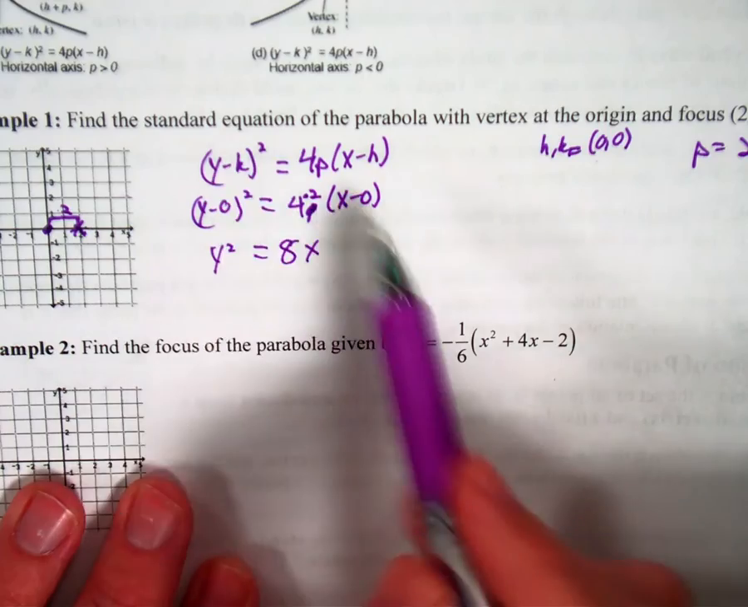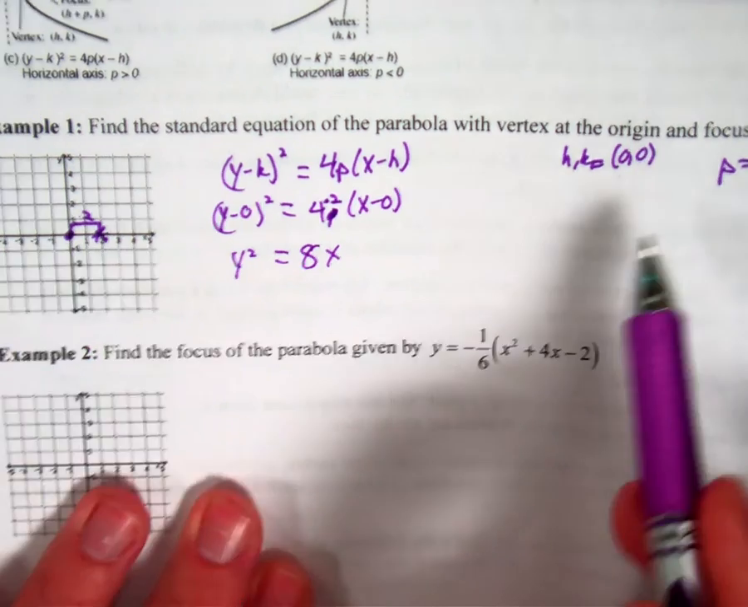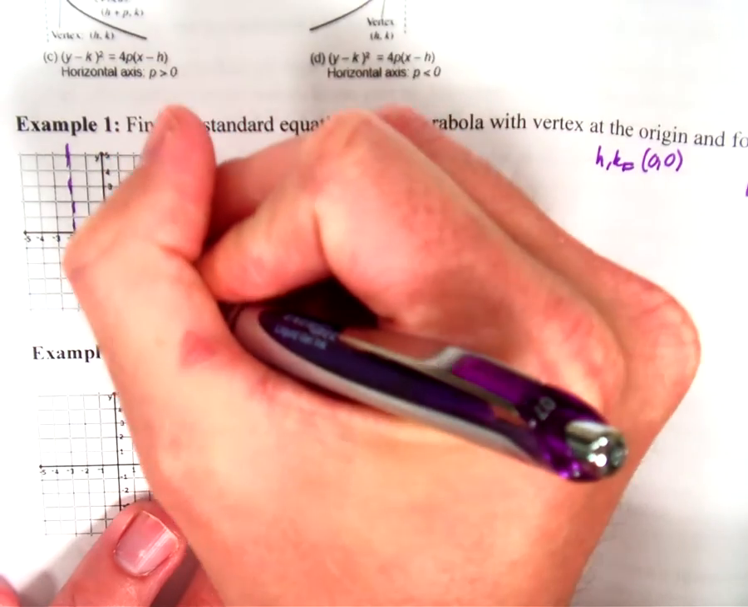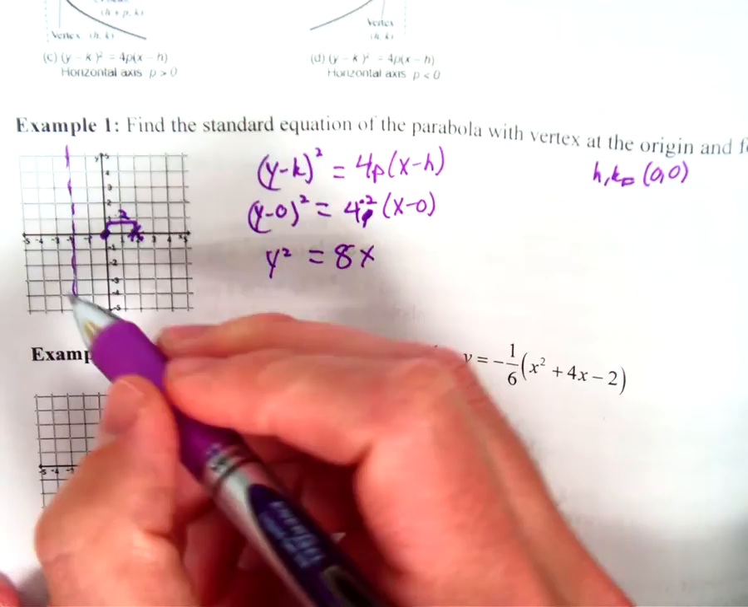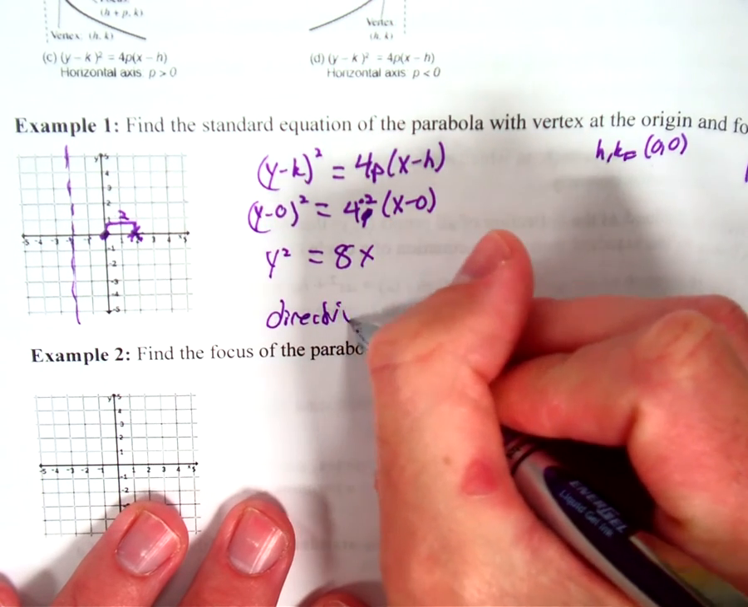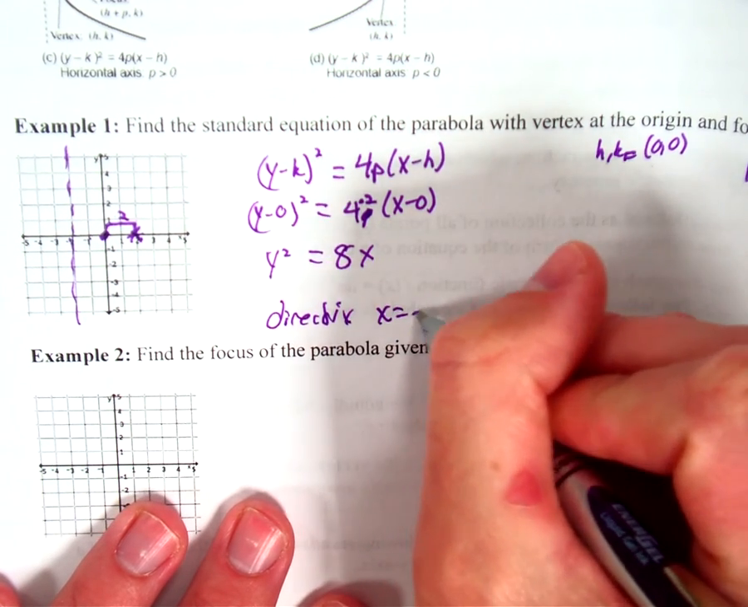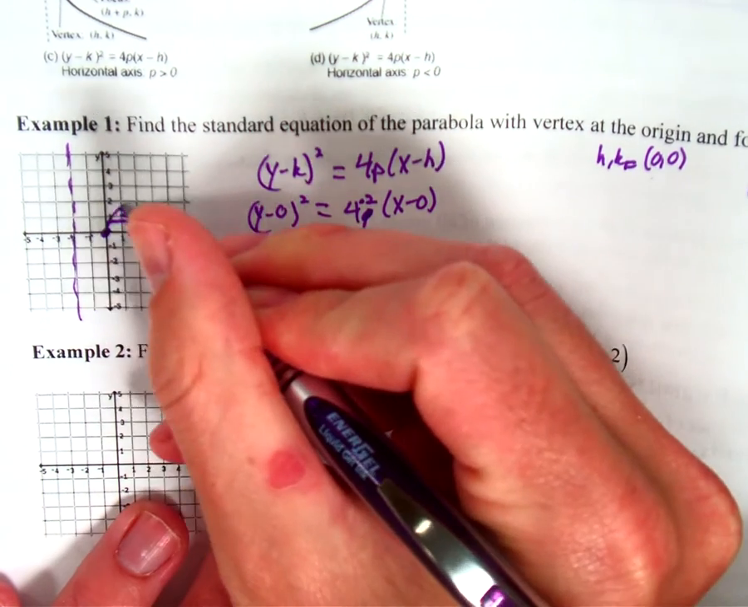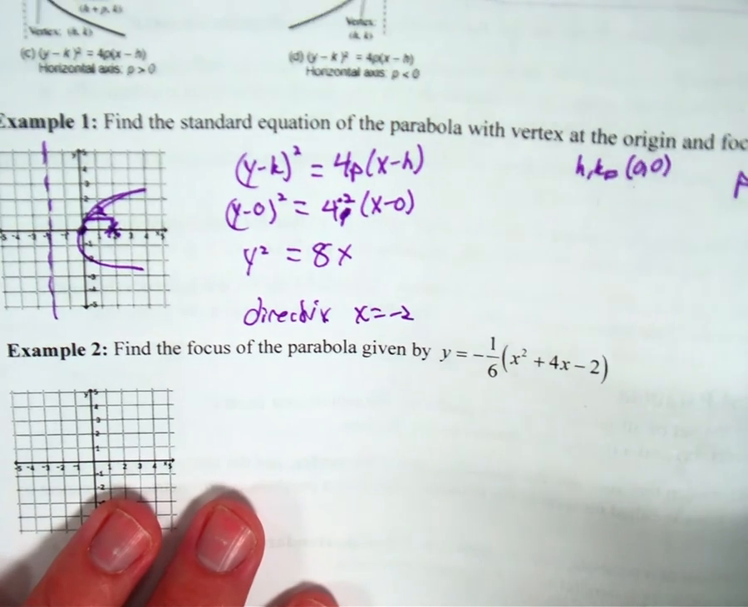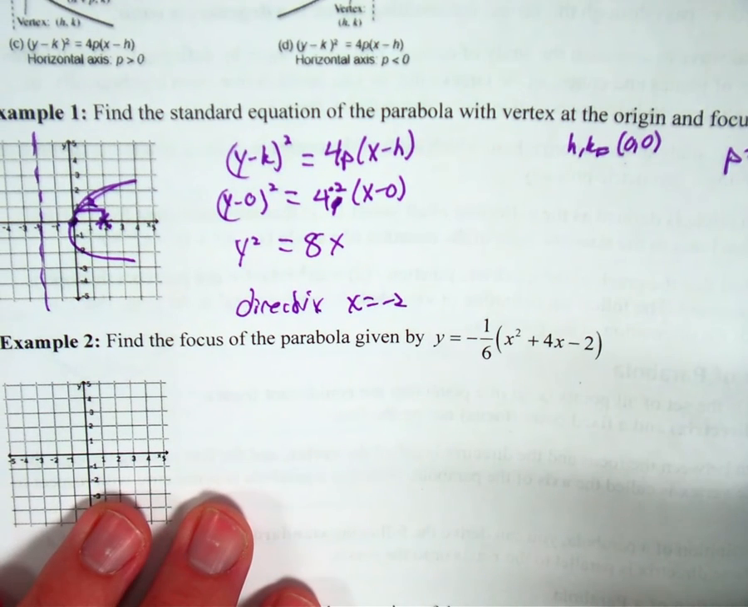Also, some extra information that we could do, if our p distance is 2, we know our directrix should also be 2 away on this side, and it's going to be a vertical line at x equals negative 2. And we should be able to have our sideways parabola over there. All right.